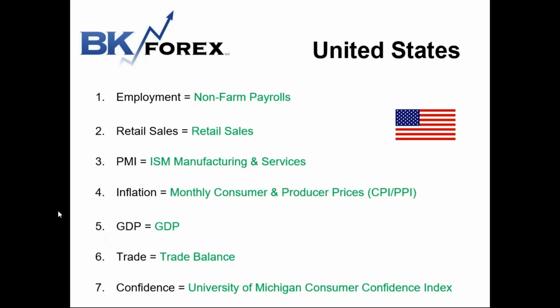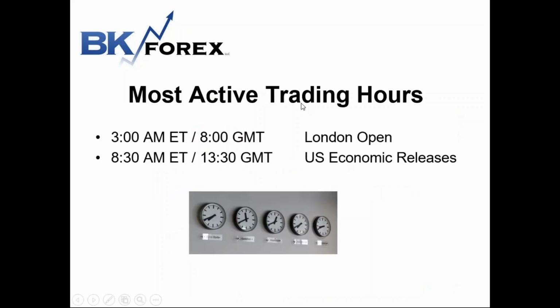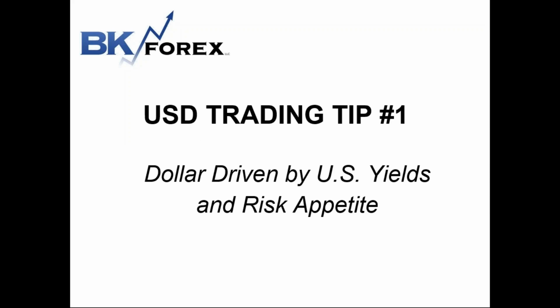The most important economic releases for the U.S. are the following. Non-farm payrolls, retail sales, PMI manufacturing, services, the monthly CPI inflation numbers, GDP, trade balance, and the University of Michigan Consumer Sentiment Index. The dollar is the most active pretty much around the London Open and when U.S. economic reports are released. And U.S. economic reports are typically released at 8:30 or 10 o'clock New York time, but the FOMC minutes, when they do come out, are released at 2 p.m. New York time.